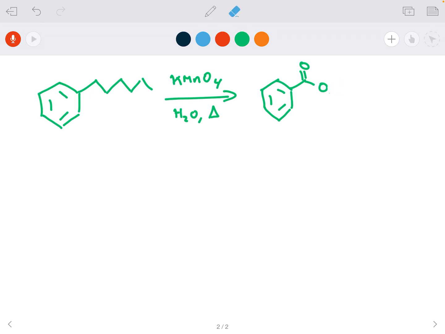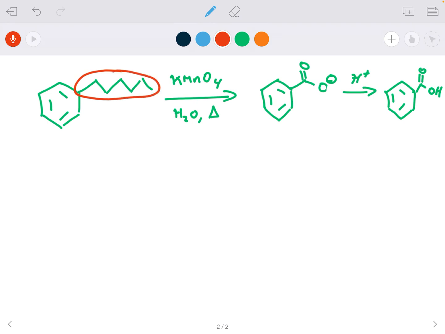Well, technically it won't be protonated immediately, right? But then I can just add in acid or water to protonate to benzoic acid. And this reaction takes place regardless of how long the alkyl chain is. So it's a very useful reaction to convert a fairly non-reactive alkyl chain into a more reactive carboxylic acid.